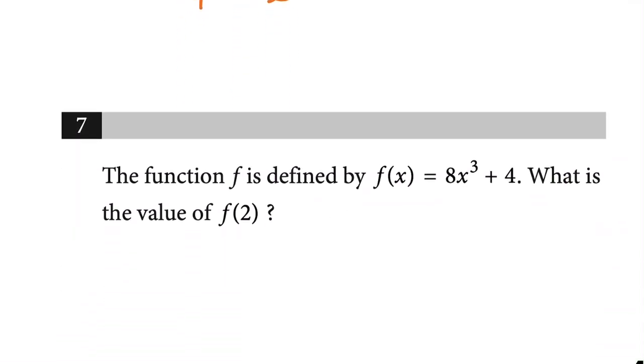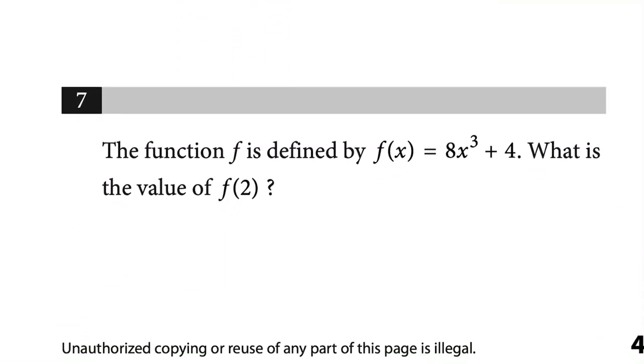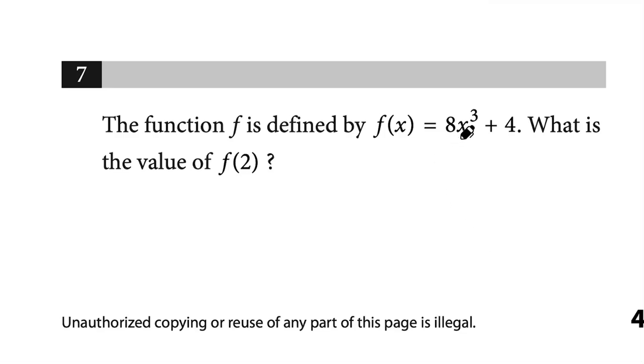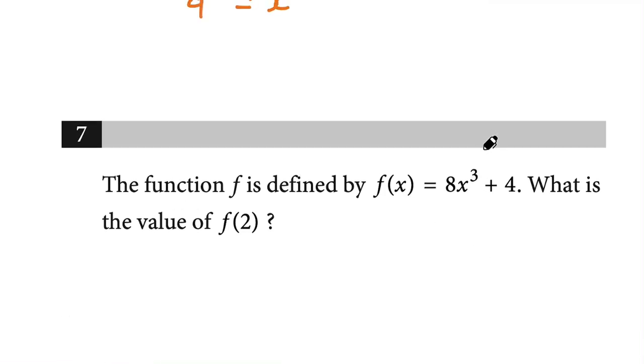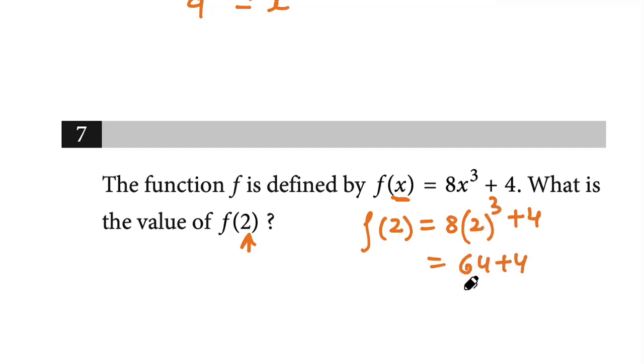Question number 7. The function f is defined by f(x) is equal to 8x cubed plus 4. What is the value of f of 2? Now, this x is plugged as 2. So that means everywhere we have to plug 2 in place of x. And now 2 2s are 4, 2 4s are 8, 8 8s are 64, plus 4, which is 68. So 68 is the right answer, correct?